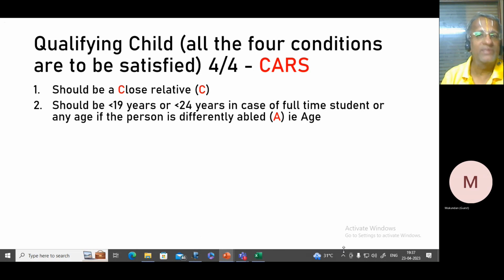Correct. When a person is pursuing education, quite naturally he will be a little elderly, and there should always be a limit that they have to fix. It should be less than 24 years in case of a full-time student. What a full-time student is and all that, we will discuss separately. Or there could be a person who would continue to be considered a child, regardless of the age, when he is differently abled. So the first one is close relative and the next one is based on age. All the conditions are to be satisfied.